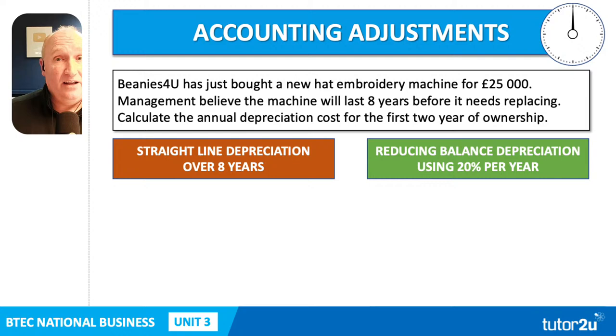So now don't forget there are two ways of calculating depreciation. One is called the straight line method over 8 years. And also, if you want to have a go at it, but don't worry, I will go through how it works, there is another method called the reducing balance method. And if you want to have a go at that, use 20% per year. What I need from you is the depreciation cost for the first 2 years. So a little bit of calculation to be done here. I know one or two of you have already started, so let's start the clock. And don't worry, we will go through how we calculate both these two.